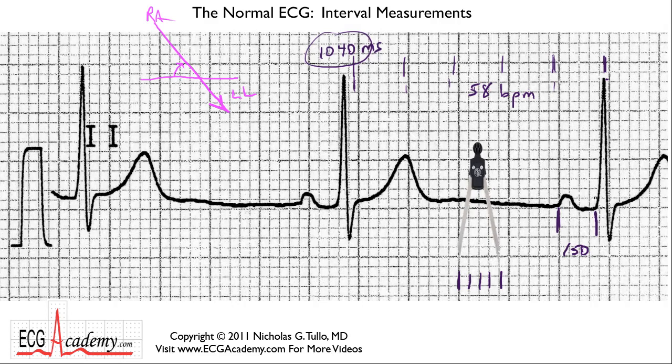Now, what about the QRS duration? Here's where the QRS starts, and here's where the QRS ends. Calipers are important here, but I would say that you have a little more than 2 small boxes. If it was 2 small boxes, it would be 80. This is probably about 90 milliseconds. And that's the QRS duration.